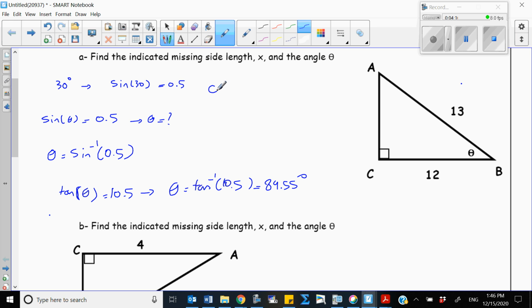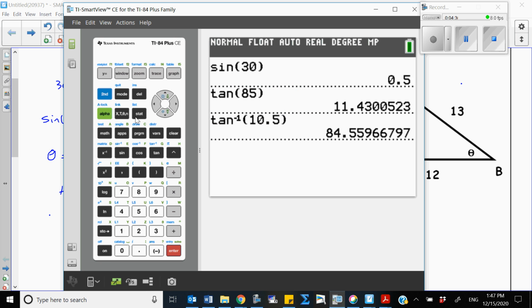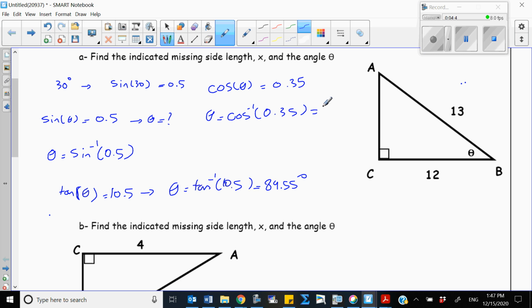Or if I ask you that cosine of an angle is equal to 0.35, for example, what is that angle? So you're going to say theta will be cosine -1 of 0.35, and here second cosine of 0.35 is equal to 69.51 degrees. So that's how we use the inverse functions.